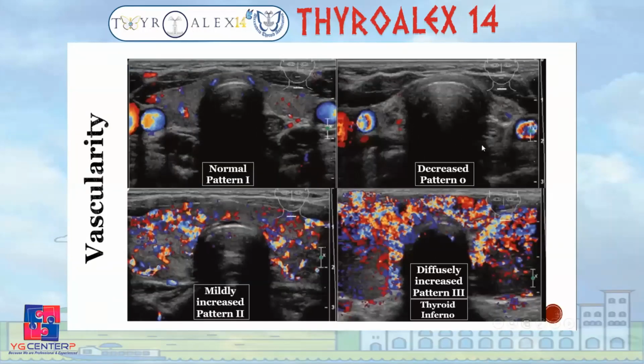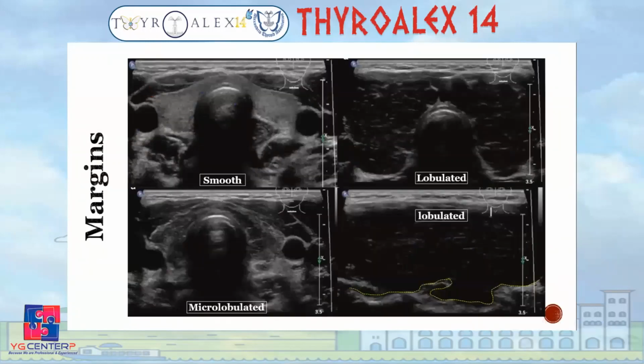Vascularity: we may see decreased vascularity, small areas that take vascularity, and this is pattern 0. If there is scattered vascularity, this is pattern 1 or normal, and it is seen in the normal thyroid gland. In autoimmune thyroiditis, we see markedly increased pattern 2, or diffusely increased pattern 3, what is called thyroid inferno, which is seen with Graves' disease. The thyroid margins, as we see here, are smooth. This is microlobulated and lobulated margins.